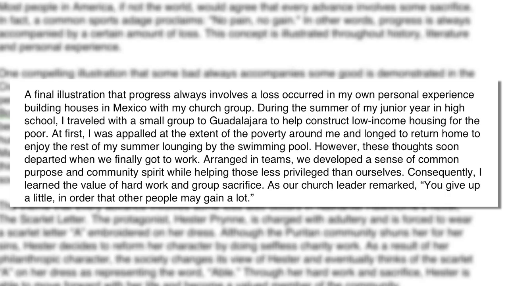Next content example, a personal experience. A final illustration that progress always involves a loss occurred in my own personal experience building houses in Mexico with my church group. Now once again, look at how we moved from the third paragraph to the fourth.